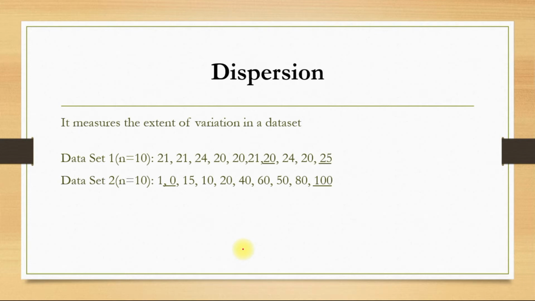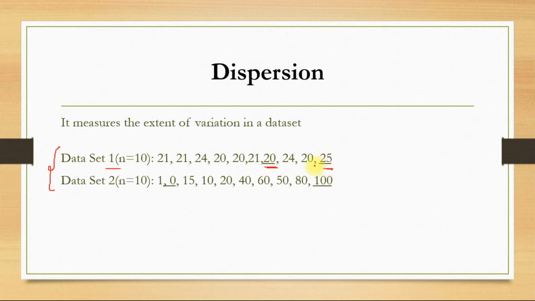Here we have two data sets, each with a sample size of 10. By simply examining both the data sets, we can easily make out that dataset 2 is more dispersed as compared to dataset 1, because in dataset 1 the minimum value is 20 and the maximum is 25.